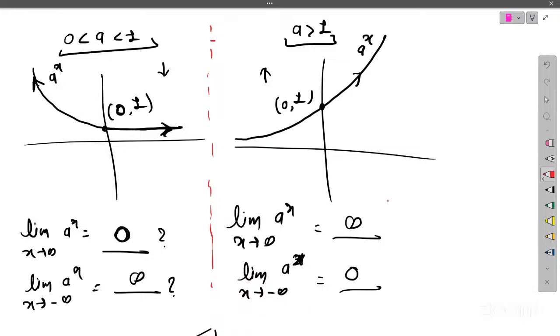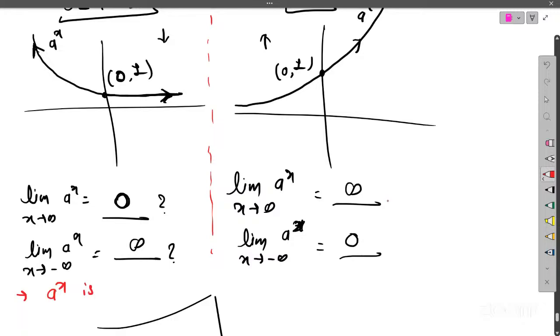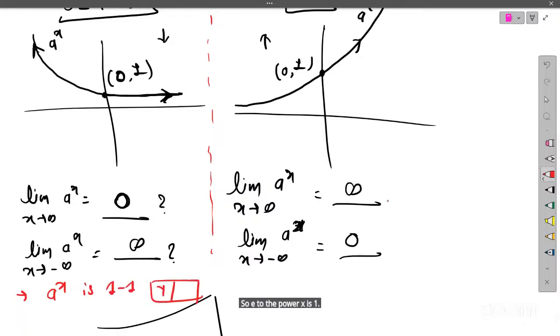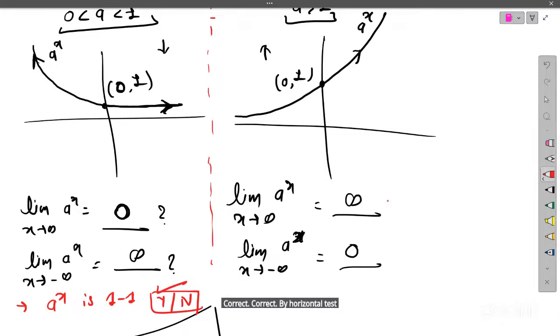Okay, now I'll ask another question. Is a to the power x a one-one function or not? So e to the power x is one-one. What do you guys think? It's a one-one function, ma'am. Correct. By the horizontal line test, it is passing, so we can say that it is a one-one function.